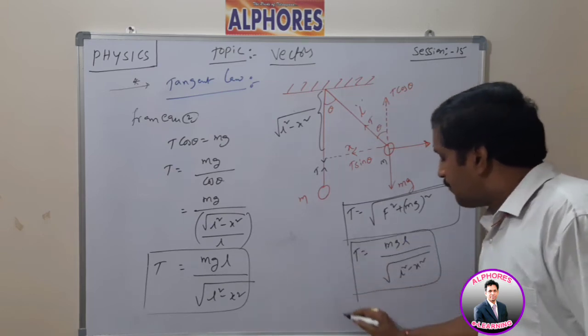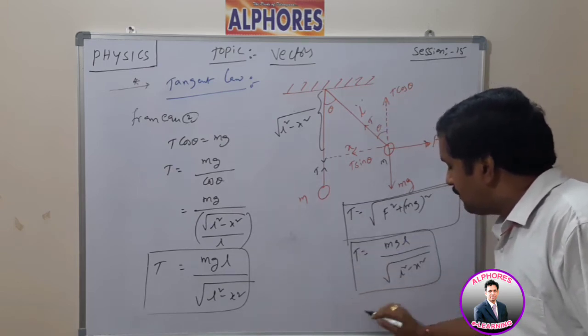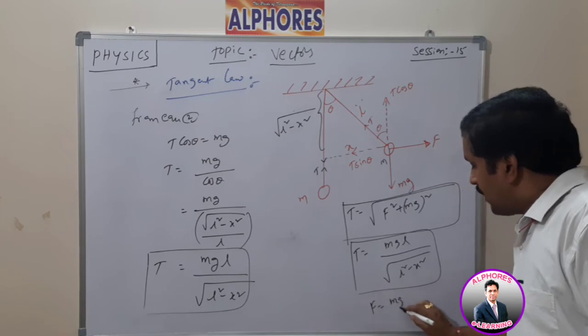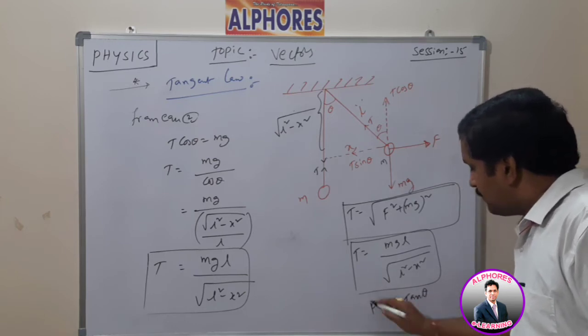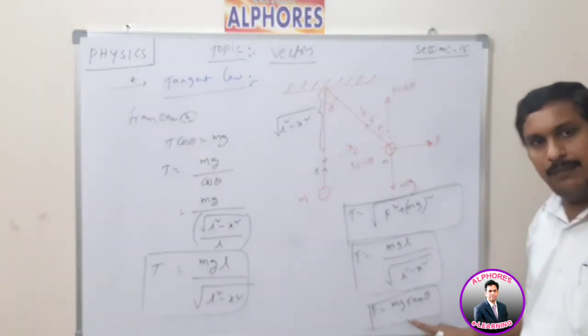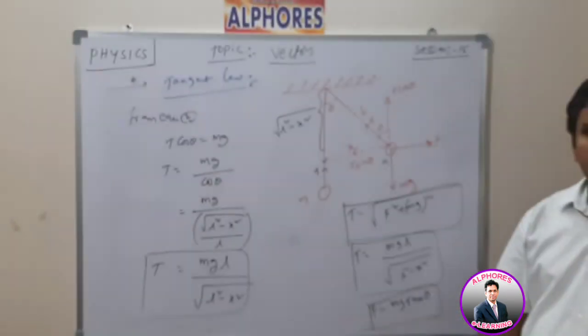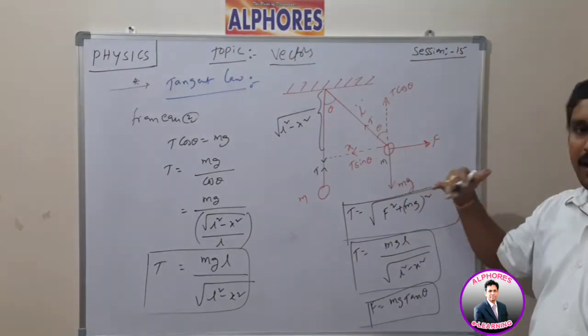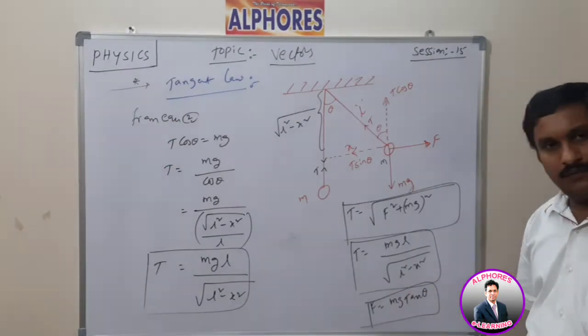And what is the horizontal force required to keep the body in equilibrium? F is equal to mg tan theta. So these are the three basic formulas about the tangent law. That means this problem can be asked in these three types.